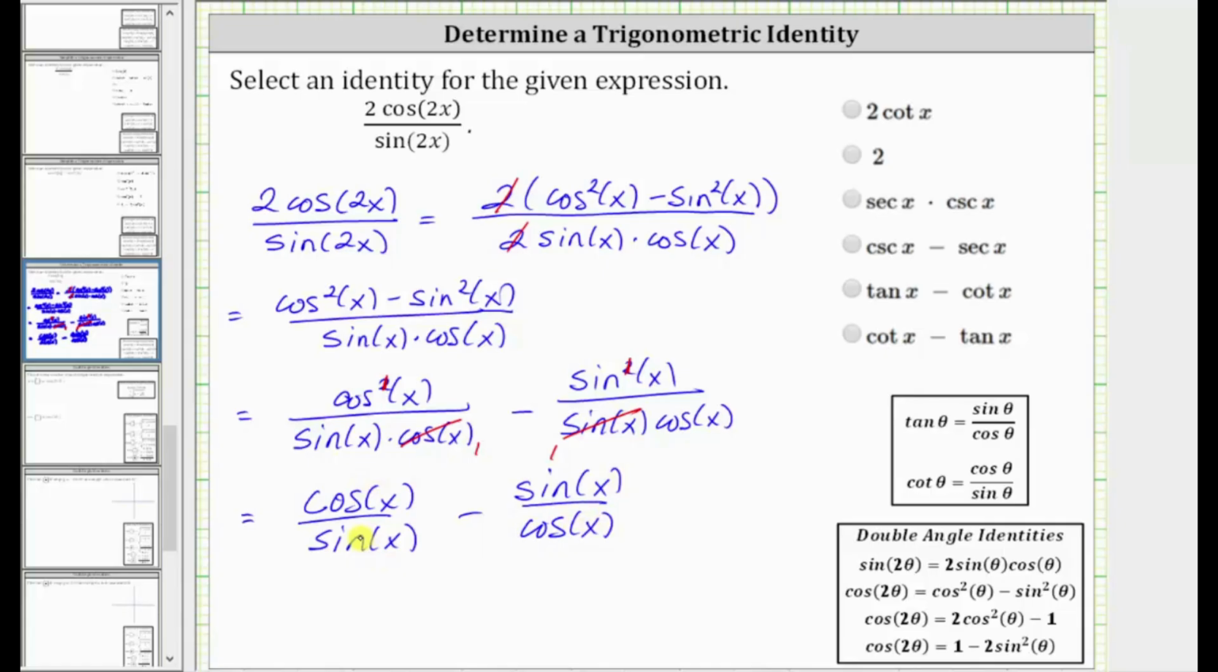And cosine x divided by sine x is equal to cotangent x, and sine x divided by cosine x is equal to tangent x. So now we know the given expression is equal to cotangent x minus tangent x, which is one of the choices, in this case the last choice. I hope you found this helpful.